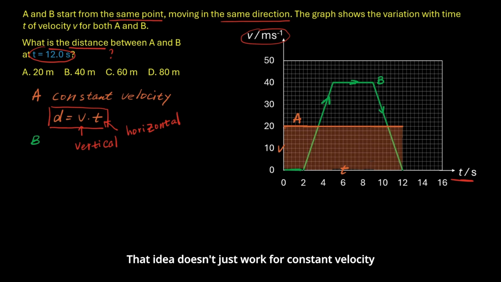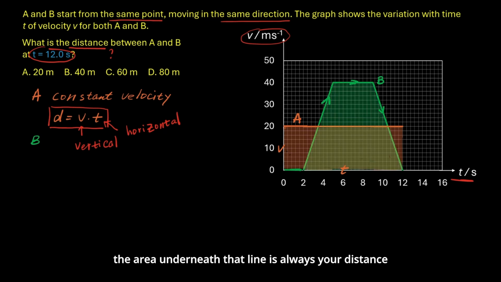That idea doesn't just work for constant velocity. It works for any motion on this graph. Speeding up, slowing down, holding steady, the area underneath that line is always your distance. So instead of worrying about which formula to use, we just need to find the areas. The rectangles, triangles, trapezoids is pure geometry.